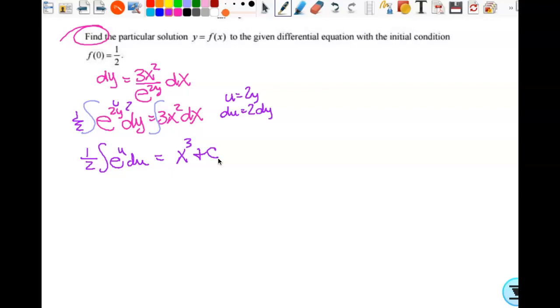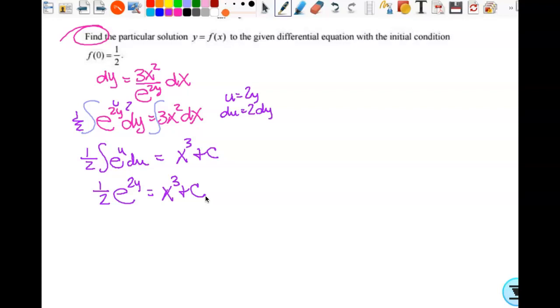Then when I actually integrate over here, it is going to remain e to the u, so I'm going to have 1/2 e to the u, and I can go ahead and put the 2y back in, because that is my u. That equals x cubed plus c. Okay. Everybody with me?